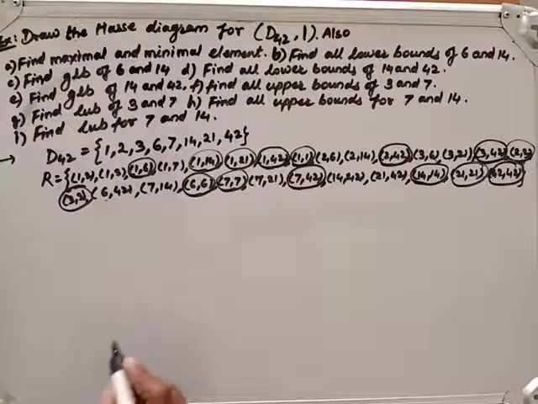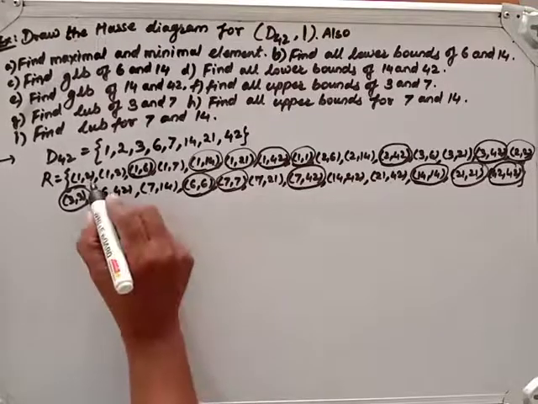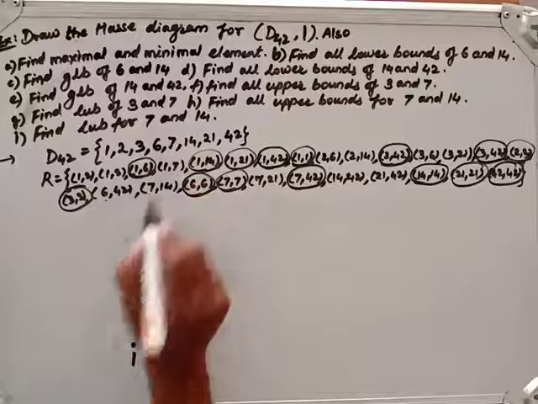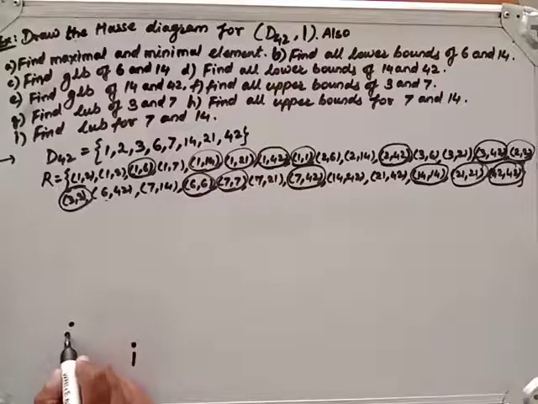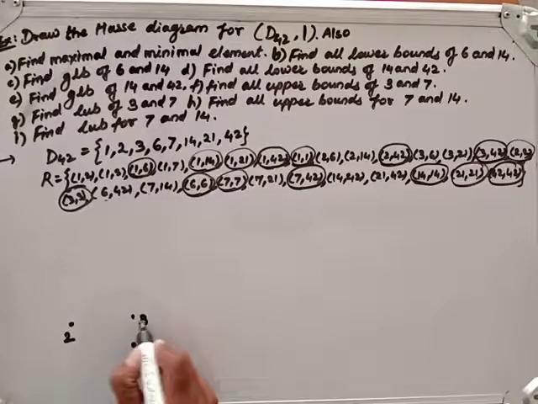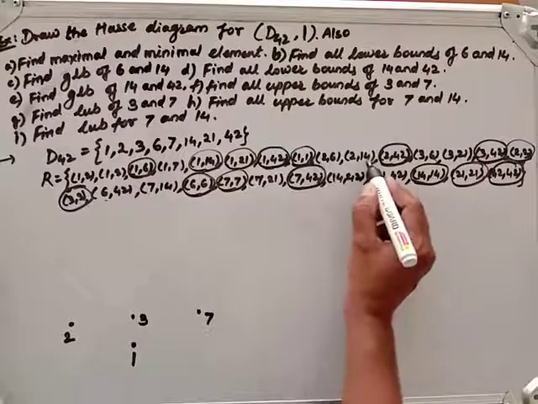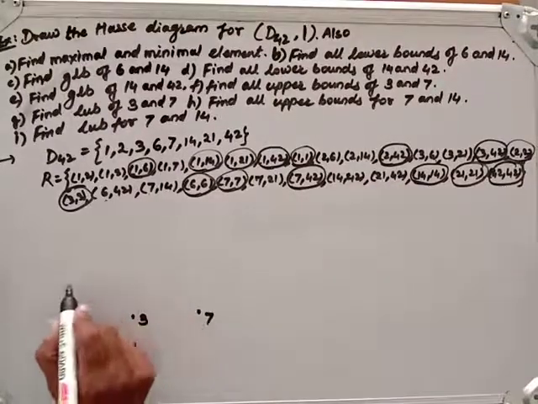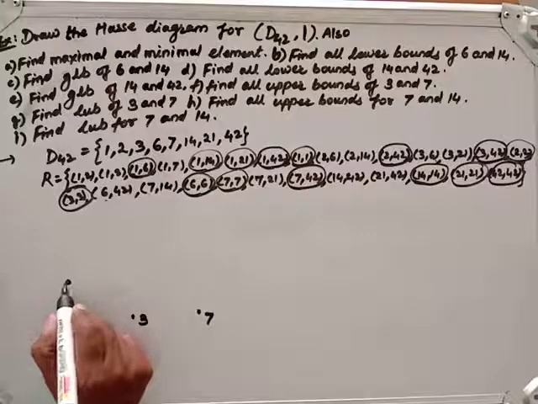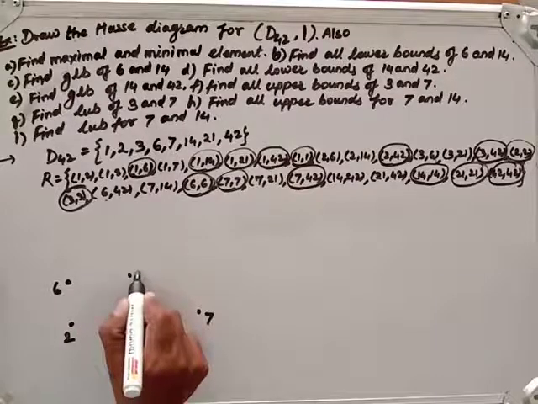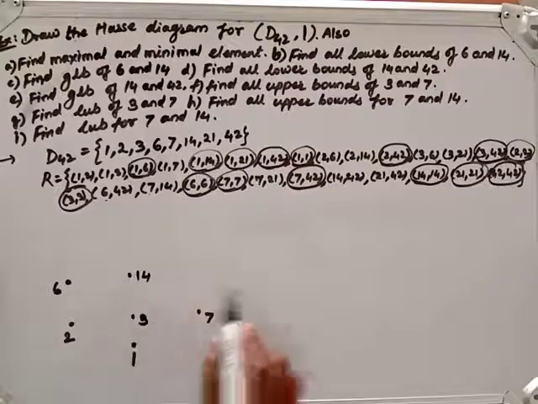Look at here. Now let me write 1 here. 1 is related to everyone. Fine. Now 1 related to 2, 3 and 7. So let me write here 2, suppose here 3 and here suppose 7. Now 2 related to 6, 14. So let me write here 6 and 14 suppose. 2 related to them. Now what about 3?